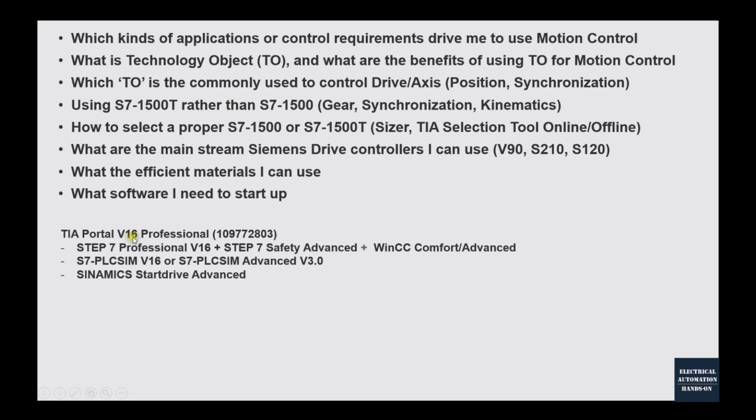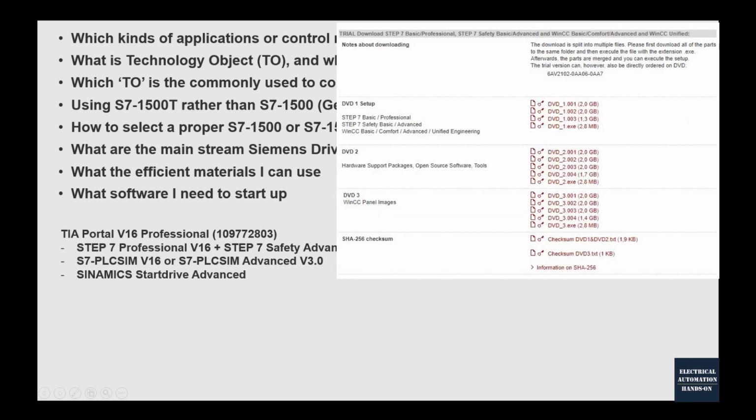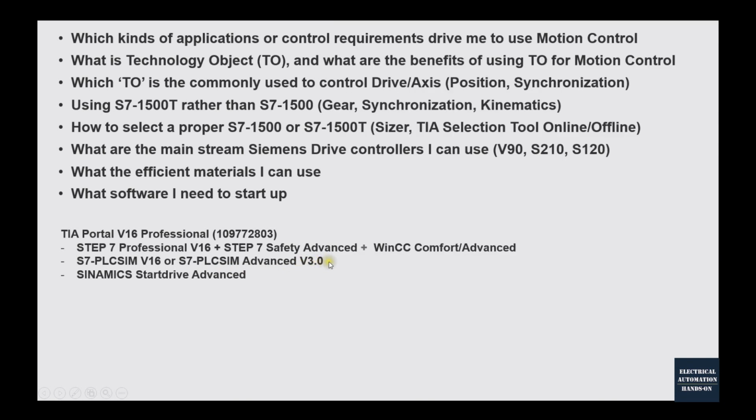When you download version 16 Professional, make sure it includes STEP 7 Professional, STEP 7 Safety Advanced, and WinCC Comfort and Advanced. Other than this, I highly recommend you download the S7-PLCSIM version 16 or install S7-PLCSIM Advanced version 3.0 if you have a license. They are the Siemens PLC simulation software. To practice motion control PLCopen programming, we can set the TO to a virtual axis, and then we can use the virtual axis to program and practice motion control.